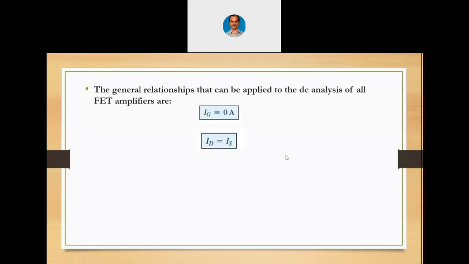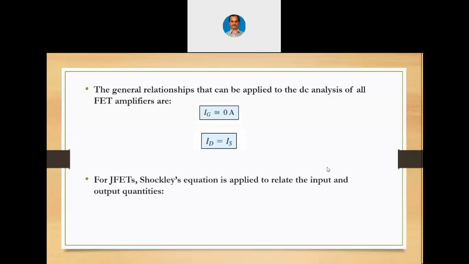And due to this reason, we will always consider drain current equals source current, unlike the BJT. In the BJT, we used to take IE equals IC plus IB. But here, as IG is 0, we will consider ID equals IS. For JFETs, Shockley's equation is applied to relate input and output quantities. That Shockley's equation, again I am reproducing here: ID equals IDSS into 1 minus VGS by VP whole squared. This we will keep on seeing, so that the more you see, the more you will remember. And the more I speak about it, the more you will remember. So I will speak once again: ID equals IDSS into 1 minus VGS by VP whole squared.